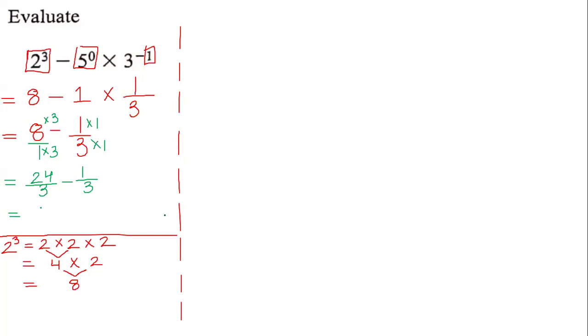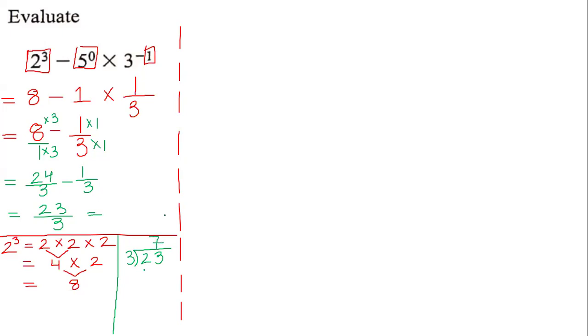23 over 3. Very good. But I want to change this into a mixed number. So I'm going to divide. How many times does 3 go into 23? 7. Yes, that's correct. So 3 goes into 23 7 times.